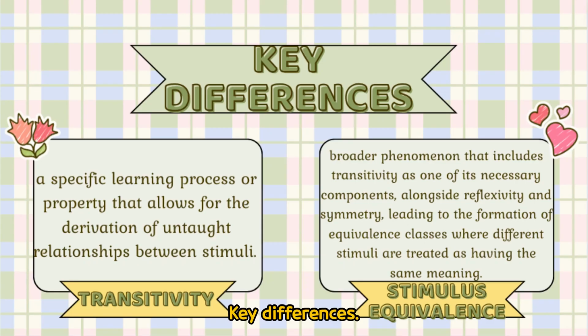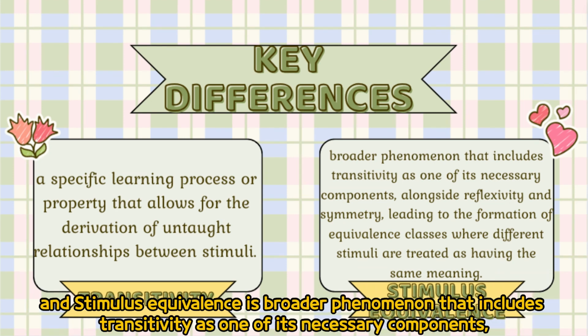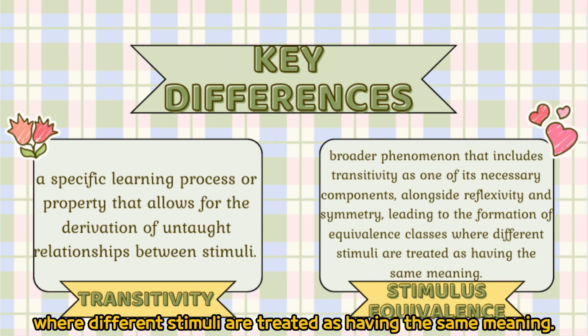Key differences. Transitivity is a specific learning process or property that allows for the derivation of untaught relationships between stimuli. And stimulus equivalence is a broader phenomenon that includes transitivity as one of its necessary components, alongside reflexivity and symmetry, leading to the formation of equivalence classes, where different stimuli are treated as having the same meaning.